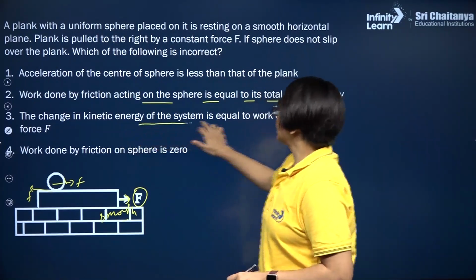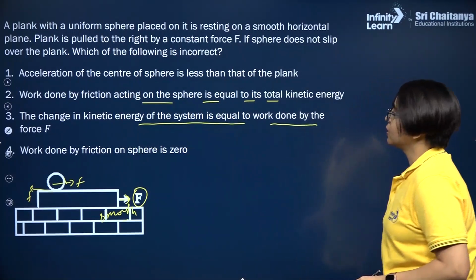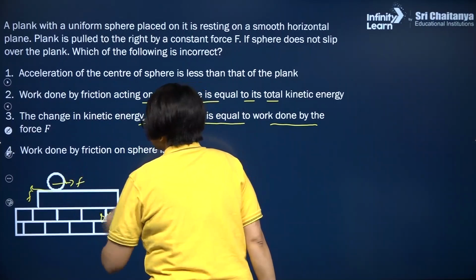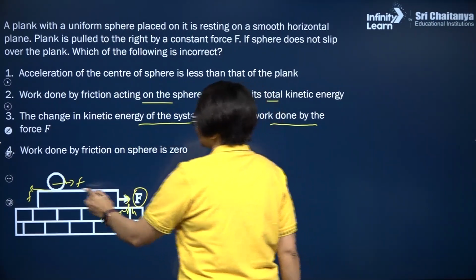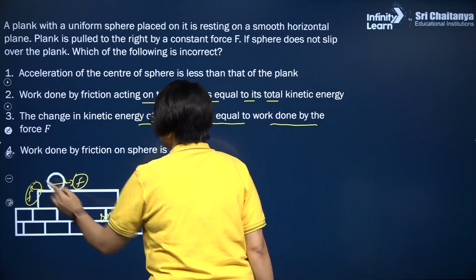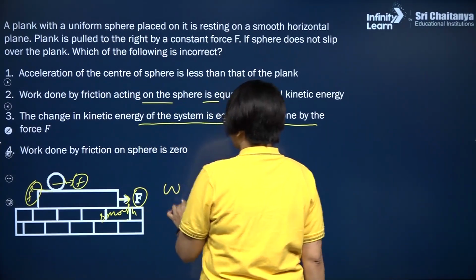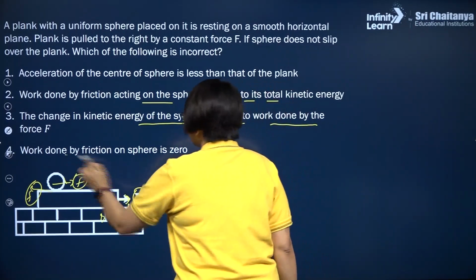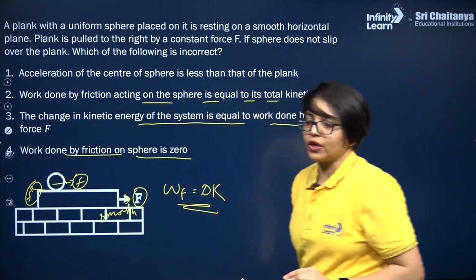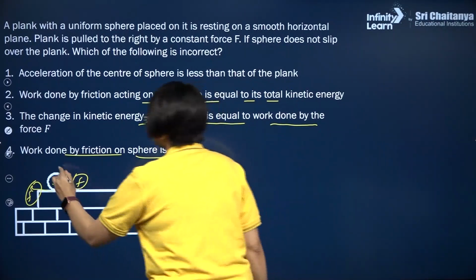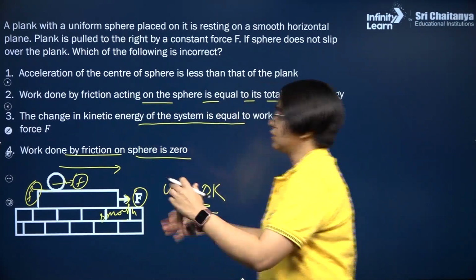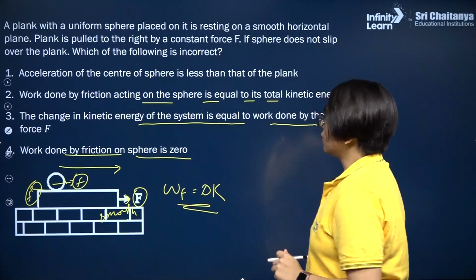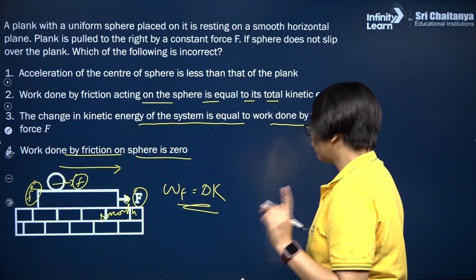The change in kinetic energy of the system is equal to the work done by the force F. Okay, that is also true, because if you consider this as the system, then work done by the static friction will be 0, right. So work done by this force F is equal to the change in kinetic energy of the system. Work done by friction on the sphere is 0? No, friction is doing work. That is why, because of the work done by the friction, the sphere is moving forward with the plank, right. So over here the incorrect statement is 4.